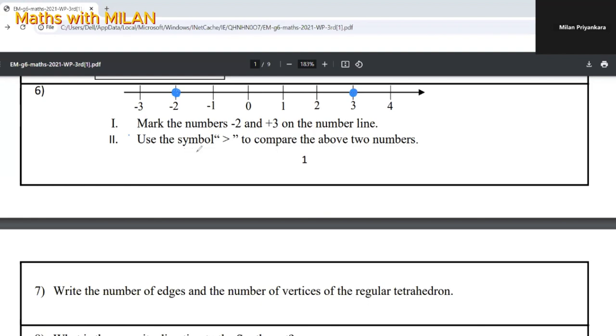Use the greater than symbol to compare the above two numbers. So you can compare like this, you know, which one is greater. Actually, 3 is greater. 3 is greater than -2. This is the answer, right? This is a very simple answer, fine.